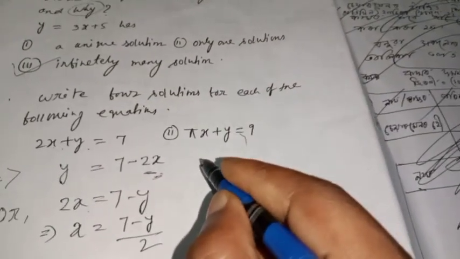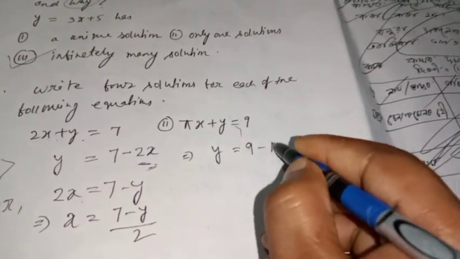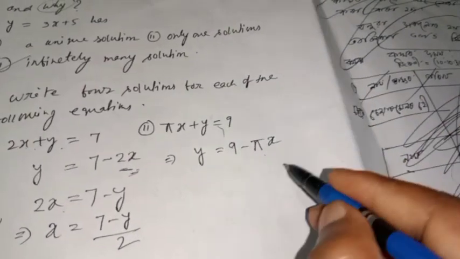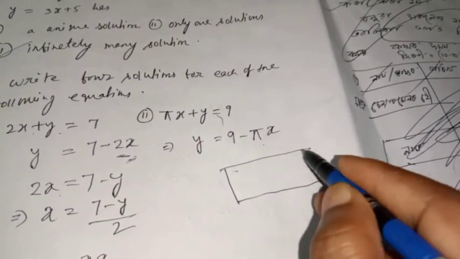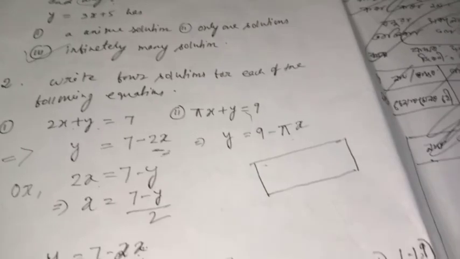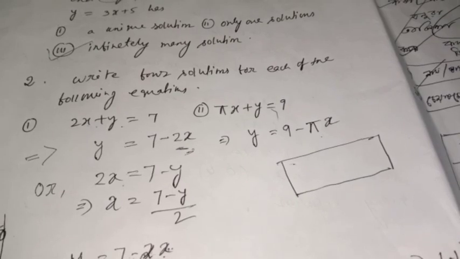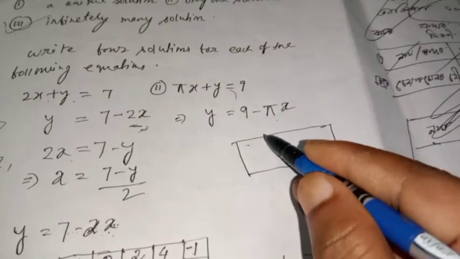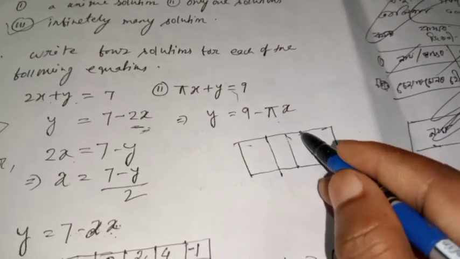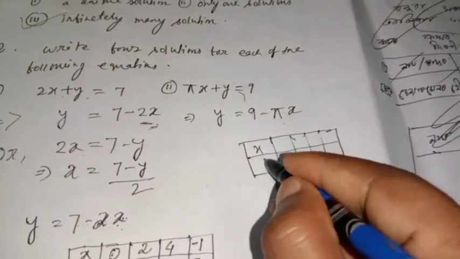This is the 4 solutions. Now for question number 2, pi x plus y is equal to 9. So you can write in terms of x: y is equal to 9 minus pi x. No need to put the value of pi. Y is alone, you can see. Either you take it in terms of x or y, that is not important. You have to take x or y alone on the left hand side. We need 4 solutions, no? Then this is x and this one is y.